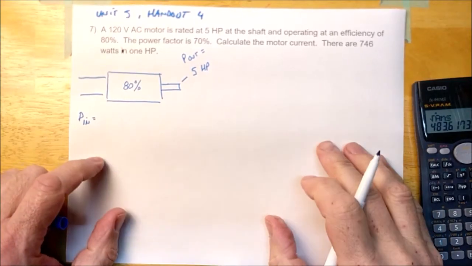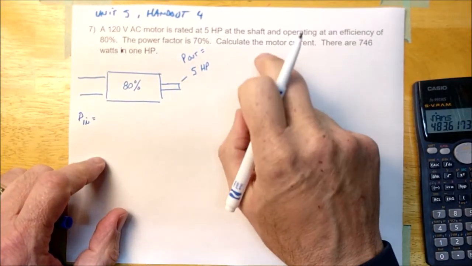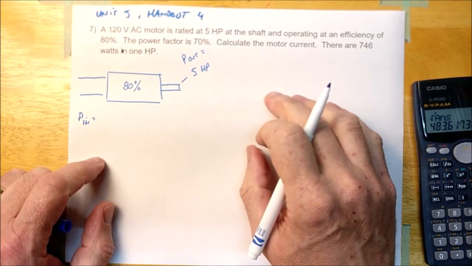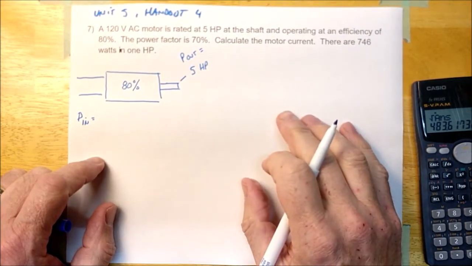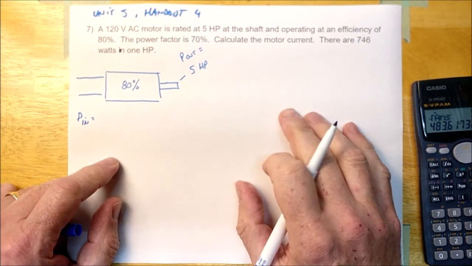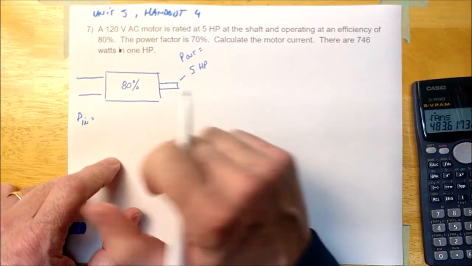Hey guys, welcome back. This is Unit 5 Handout 4, and it's question number 7 here, which is a weird question about a motor with a horsepower and some efficiency, etc. Kind of annoying. Usually I have to take this one up with my students, so I'm going to take it up with you guys as well. Let's talk about it for a second here.